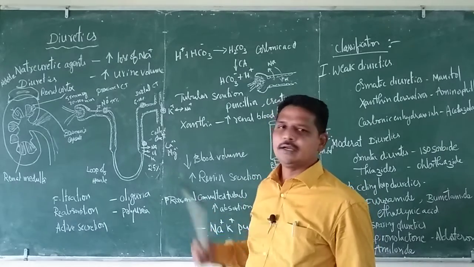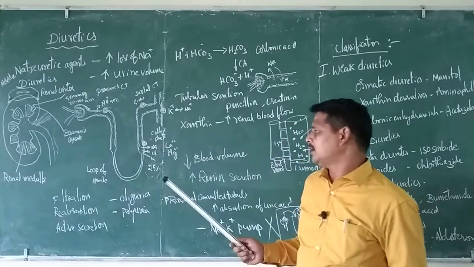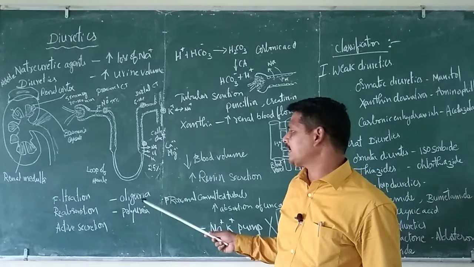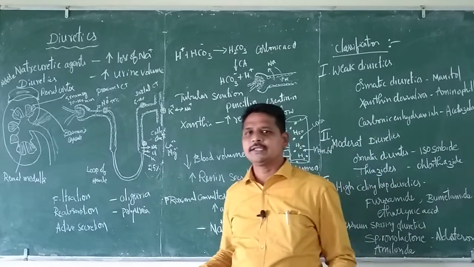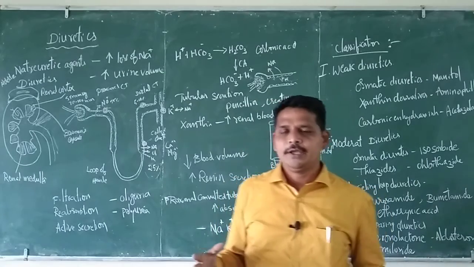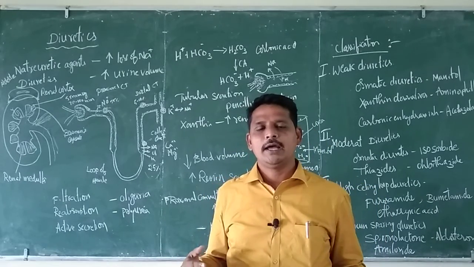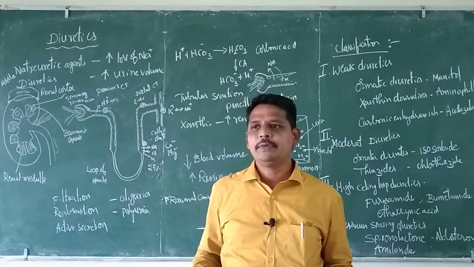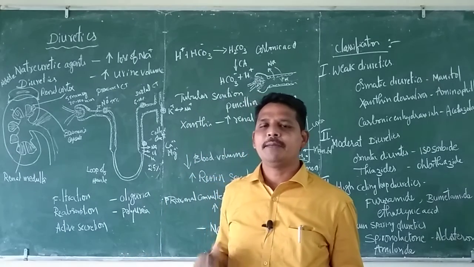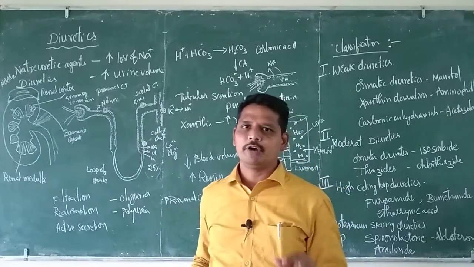Depending on the urine formation, we can categorize it as oliguria and polyuria. Normally the volume of urine is around 1500 ml per day. If the volume is reduced to 500 ml per day, it is called oliguria, less urine formation.